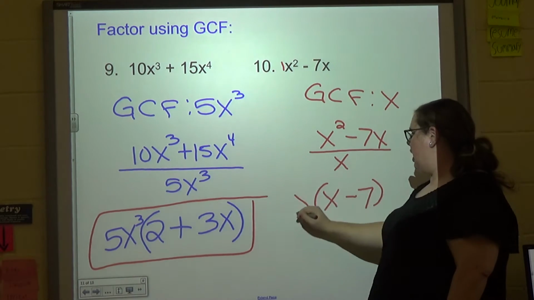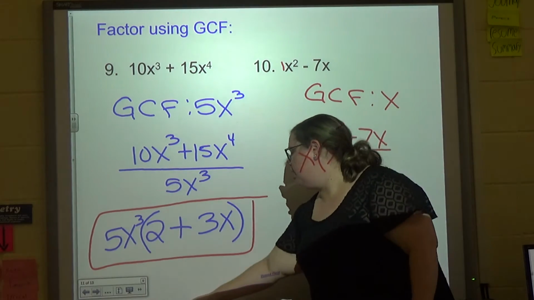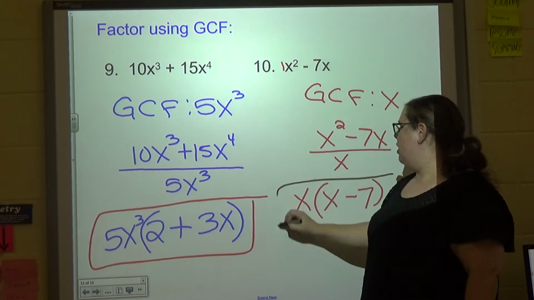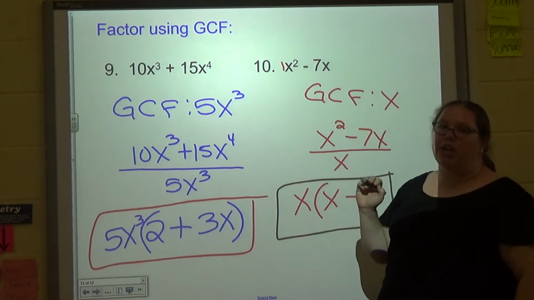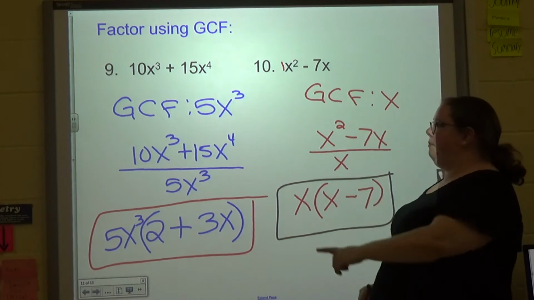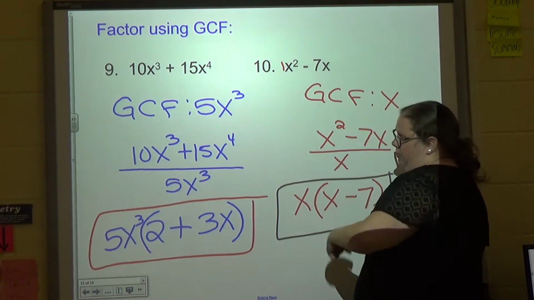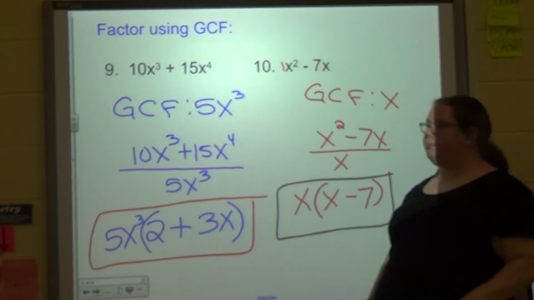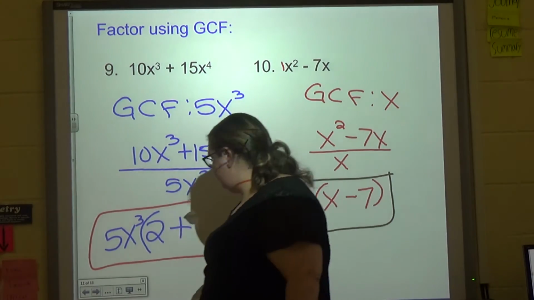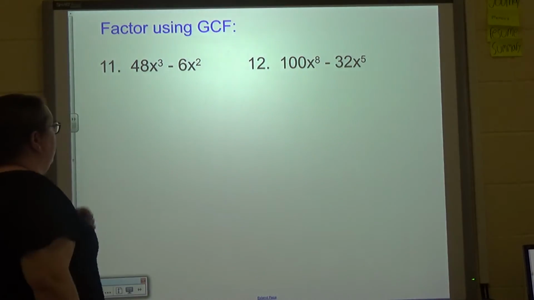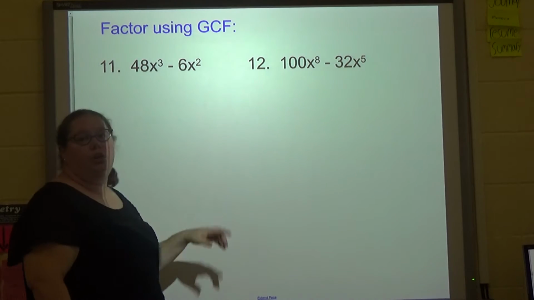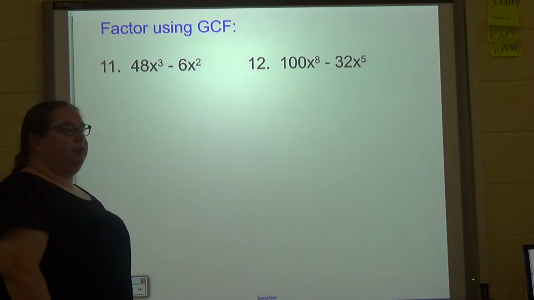Parentheses, GCF on the outside. Again, because this is an expression, you can't magically divide. We divided and then we're also multiplying it, so we're not changing the problem. Alright, pause the video, try 11 and 12 on your own.